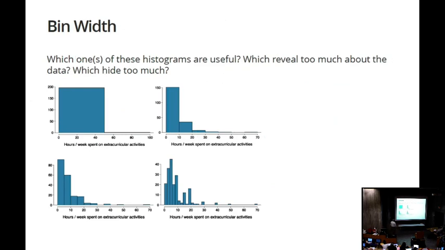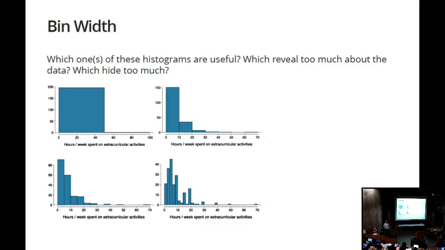So what if I only had 2 blocks? According to the 2 blocks, I've got 190-odd people who spend between 0 and 50 hours a week on extracurriculars. And then I've got 1 or 2 people who spend between 50 and 100, and those people are crazy. And then I've got the second one, which is the one that I showed you. Then I pull up the third one, where I break it into 5-hour blocks. And then I have the fourth one, where I break it into 2-hour blocks.